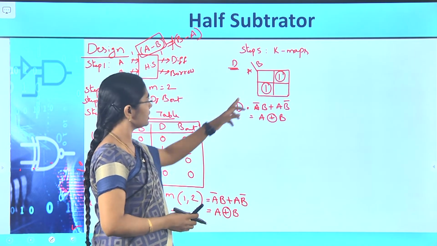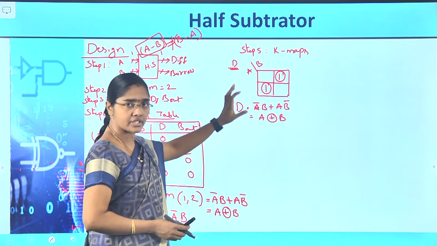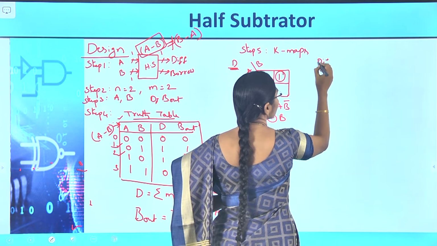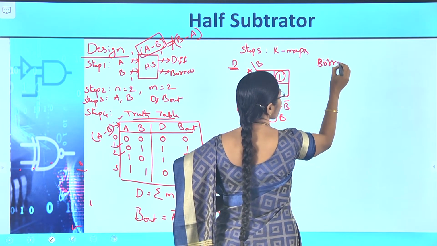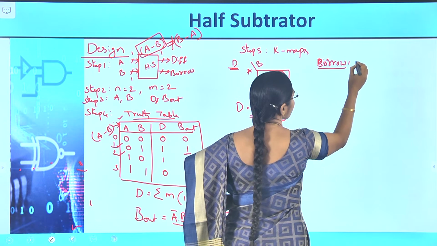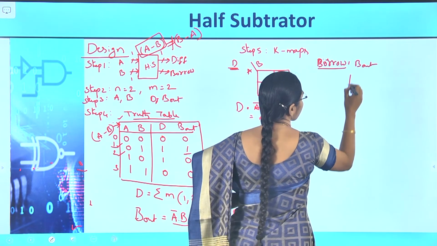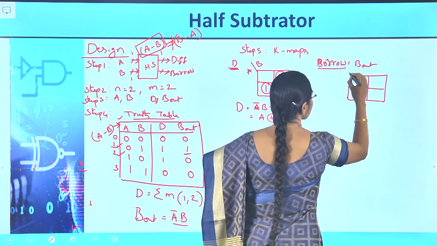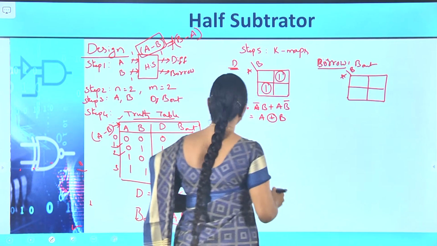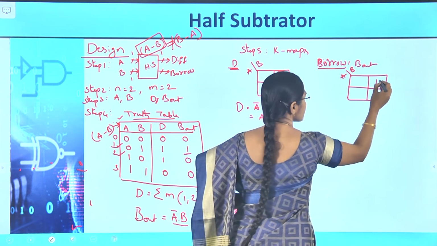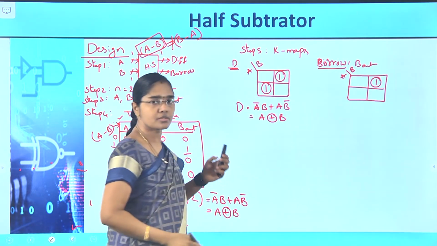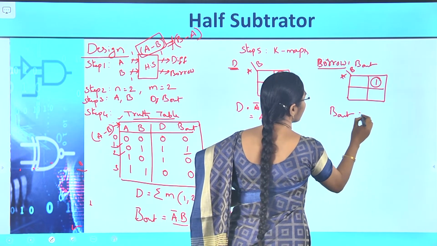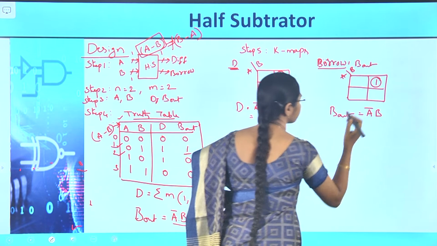Simplification is not possible through the K-map we did this. Then for the borrow out, what is the K-map? It is again a 2-variable K-map, since the input variables are 2, A and B, and here only one minterm exists, so grouping is not possible. Therefore, that minterm is equal to A bar into B.